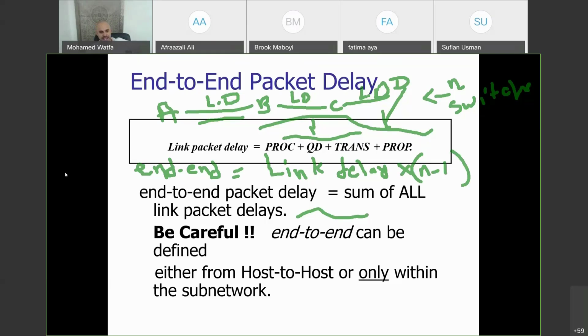Come on, look at the picture here. A, B, C, D, right? How many are they? 4. How many link delays did we have? 3. So it's always n minus 1. So n minus 1 times the link delay is basically the end-to-end delay, assuming they are equal. Okay, amigos? Are we good? Any question?